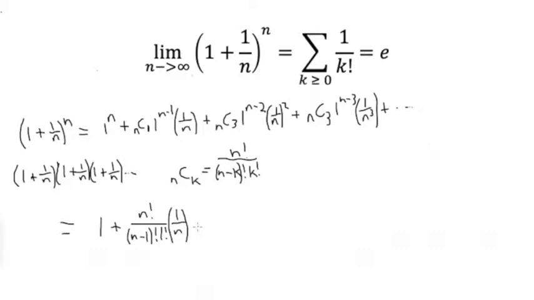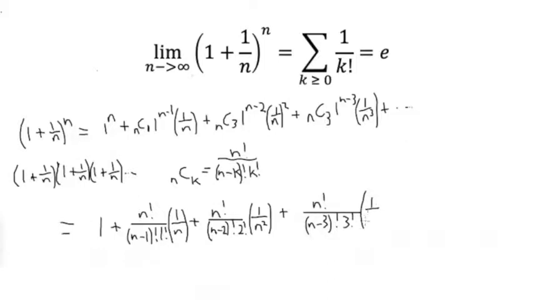So that's 1 over n. Plus, now the third term here, that's n factorial over (n minus 2) factorial times 2 factorial. That's the second binomial coefficient, times 1 over n squared. Plus the next binomial coefficient, which is n factorial over (n minus 3) factorial times 3 factorial, and then of course that's multiplied by 1 over n cubed. And there we go, plus and on and on and on.